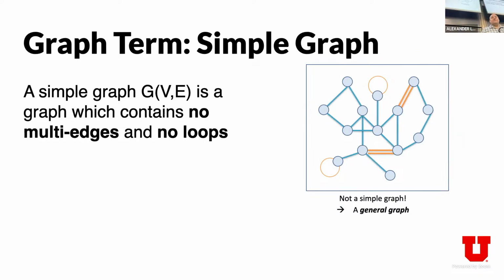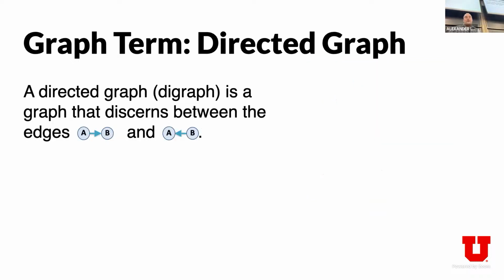A simple graph is a graph that contains no multi-edges and no loops. By loops, I mean self-loops. So here, the orange pieces would be either multi-edges, where you see these 2 connections that connect 2 nodes twice, and the loop is kind of like a self-connection, right? In some graphs, it makes a lot of sense to have these loops and multi-edges, but this is not a simple graph. This would be a general graph.